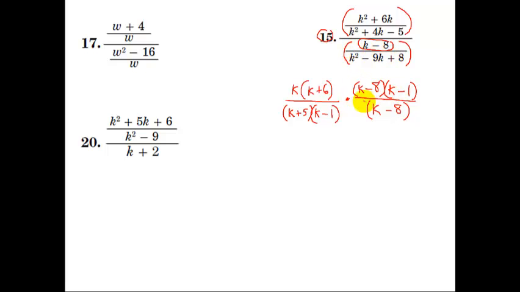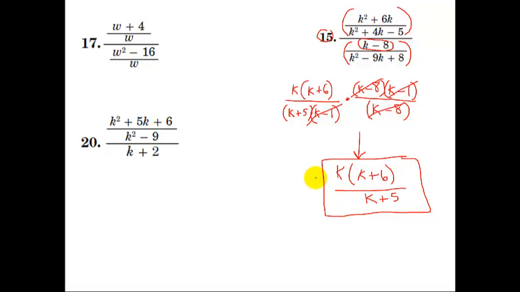Okay, so now I've factored each piece and I've reciprocated the part on the denominator, so I'm multiplying by the reciprocal. Now I can reduce and cancel everything that cancels out. So I've got here a k minus 1 and here a k minus 1. I've got here a k minus 8 and here a k minus 8. And so almost everything canceled. I'm left with k times k plus 6 in the numerator and k plus 5 in the denominator. Final answer. So it simplified quite a bit, right, by factoring and canceling.